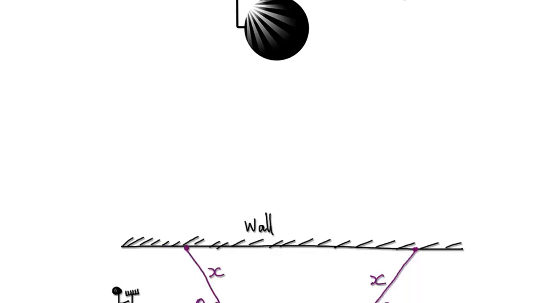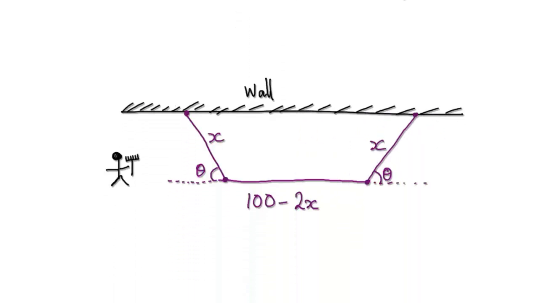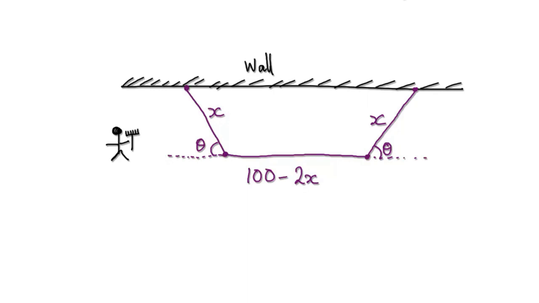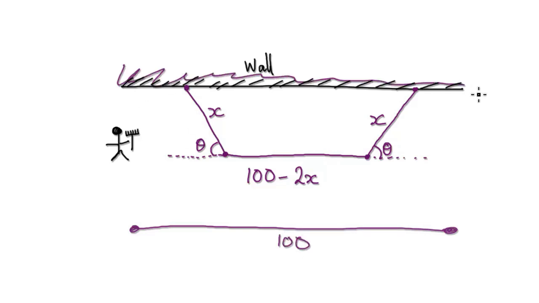Now I'm going to give you a multivariable optimization problem. You can't really use single variable calculus to solve it because two things are varying at the same time. So let's say you're a farmer and you've got a fence that is 100 meters long, and this is the wall here. You're trying to maximize the area.